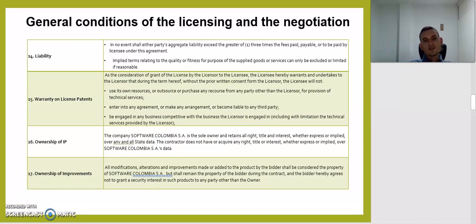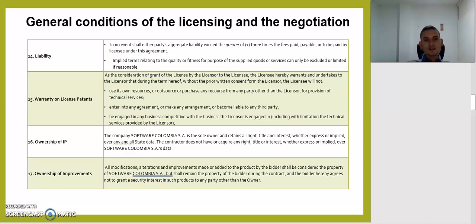The following items are liability. In no event shall either party be liable for an amount greater than three times the fees payable or to be paid by the licensee under this agreement.